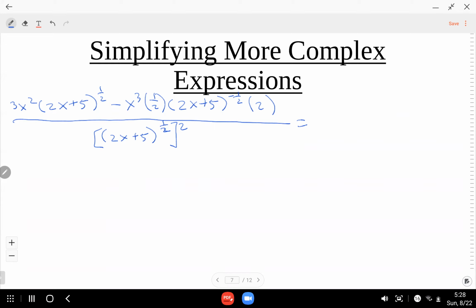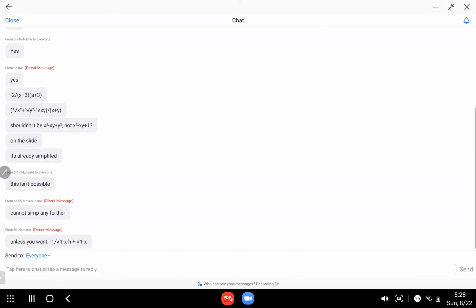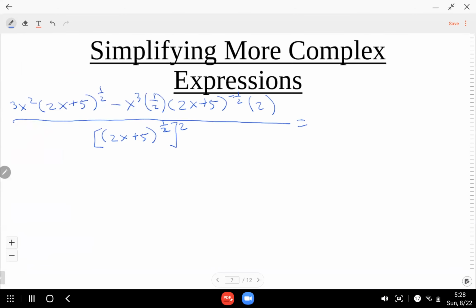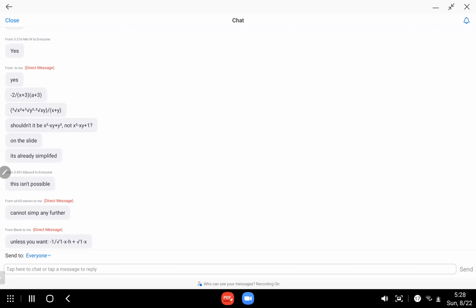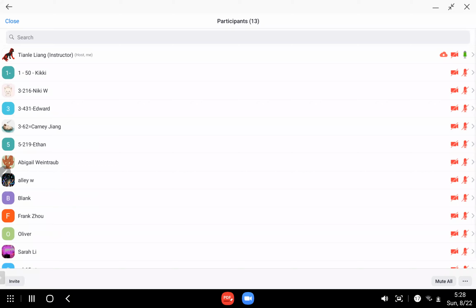Well, how are we supposed to do it? Any ideas on how we're supposed to do it? All right, please participate in this class. How are we going to go about simplifying this? Any ideas? Blank, Stephen, Edward, no? Any ideas? How are we going to do this?